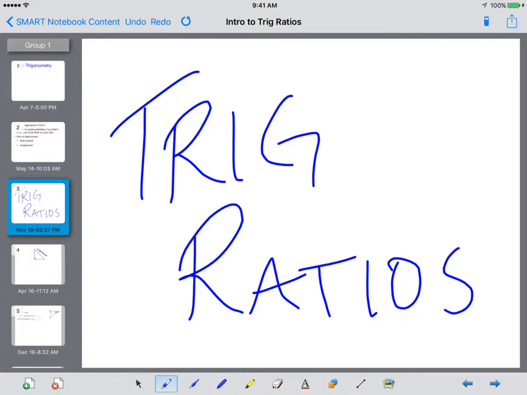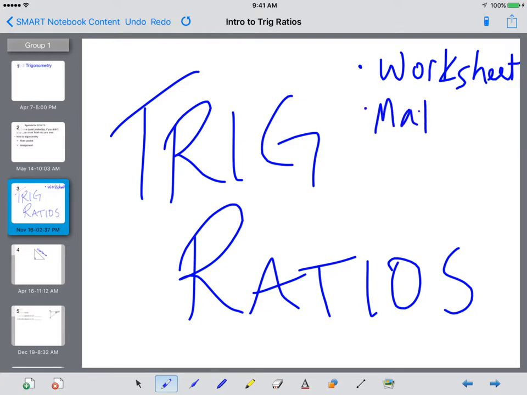Welcome to this lesson talking about our trig ratios. Make sure that you have two things: the worksheet from the binder as well as your math dictionary. So you need both those things before we begin.